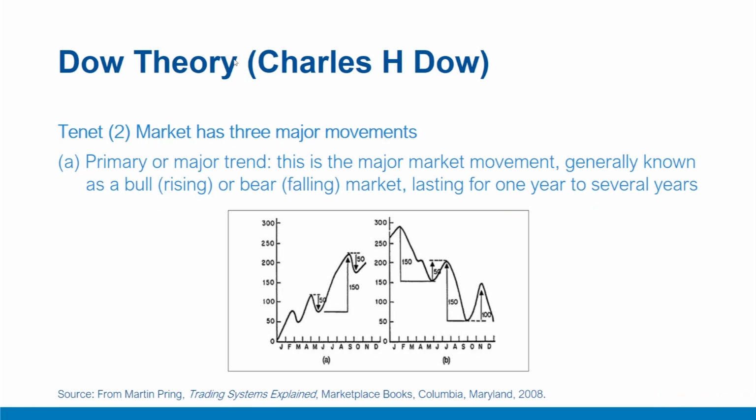Tenet 2 suggests market has 3 major movements. The market has predominantly 3 kinds of movements. The most important in this is the primary or major trend, more generally known as a bull rising or bear falling market. For example, a movement like this: primary major bull or primary falling bear trend.